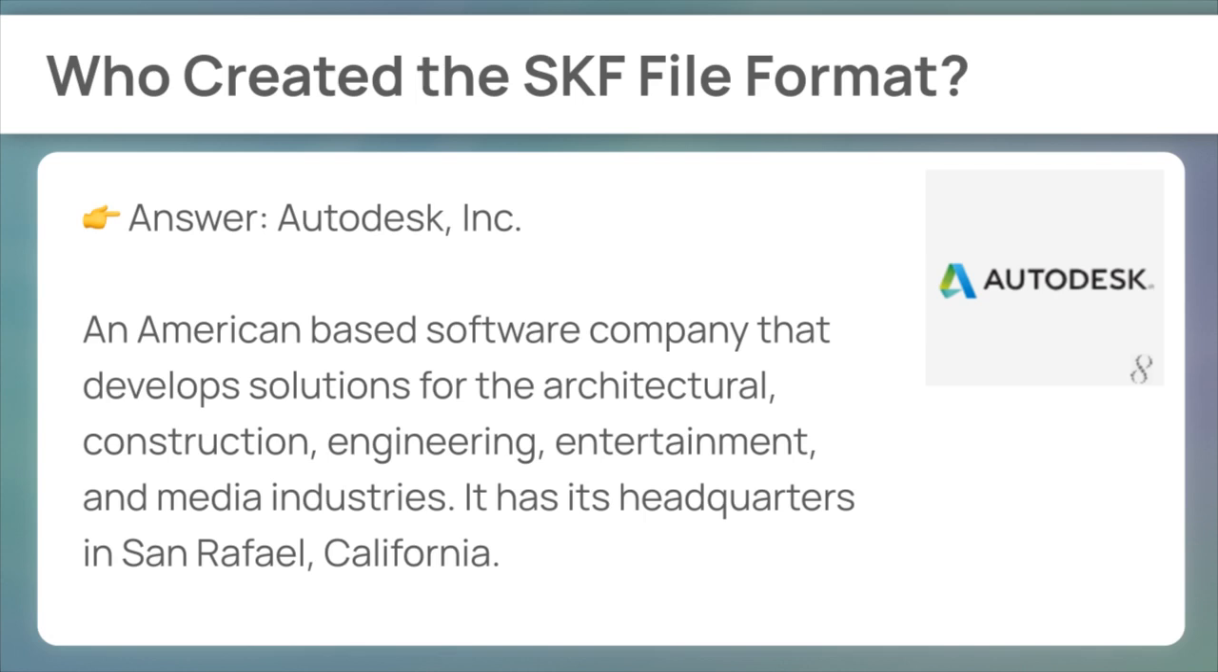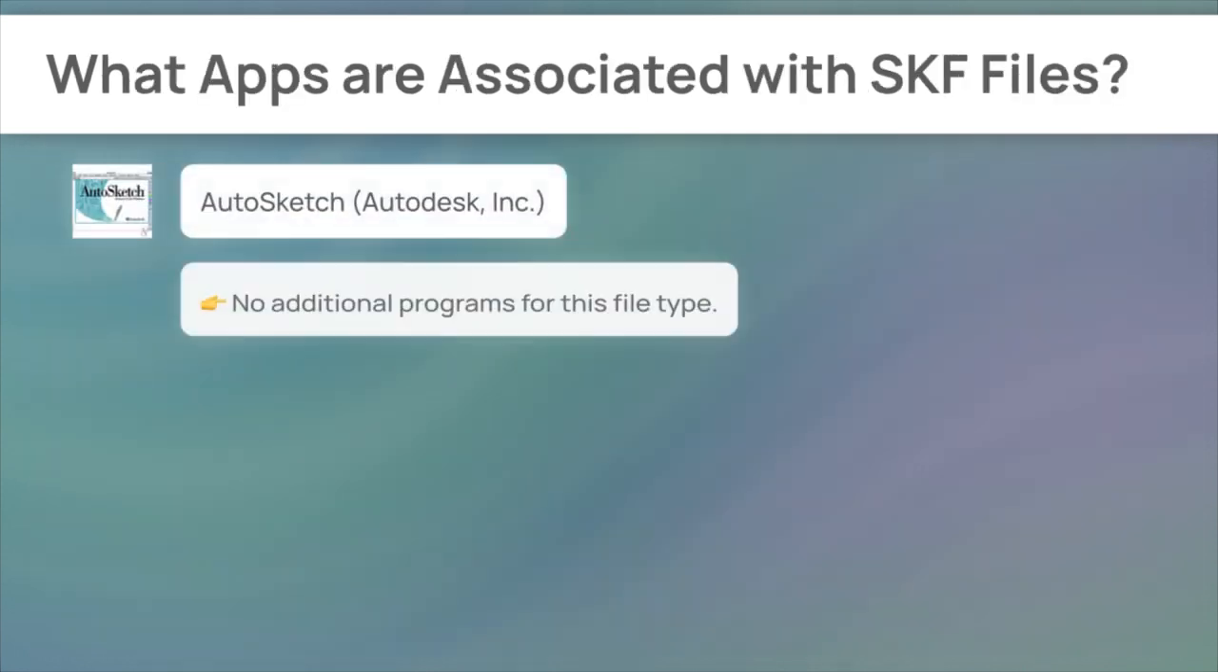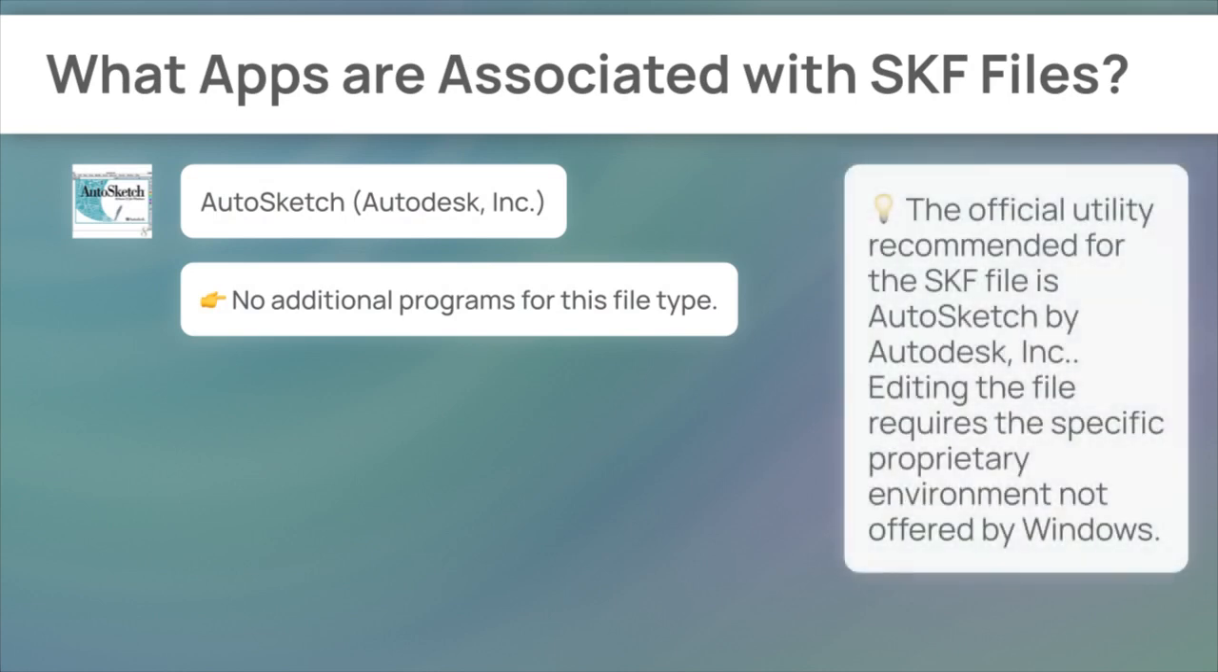Its structure is highly application-dependent and can only be reliably opened and edited using the AutoSketch program or compatible Autodesk viewers that adhere to the legacy file schema. The SKF format has primary linkage to the AutoSketch application by Autodesk, Inc. Proper interaction and modification must be done through a dedicated utility for stability. Windows only recognizes the file type, while actual data access requires the proper backup application.